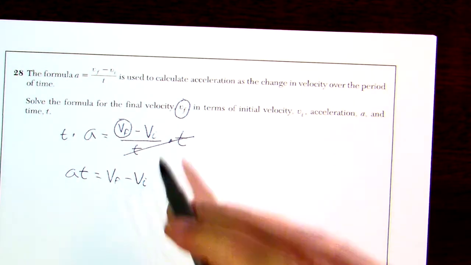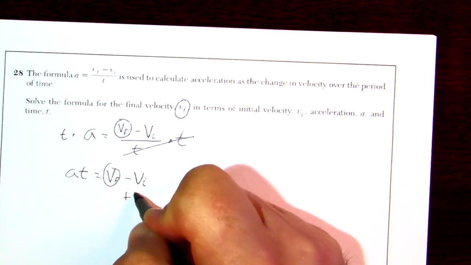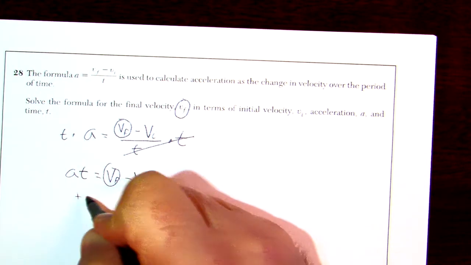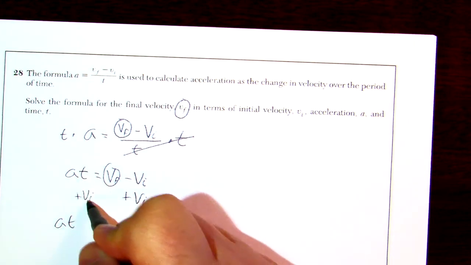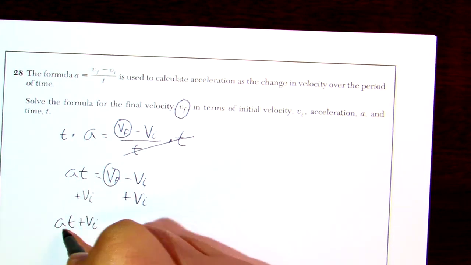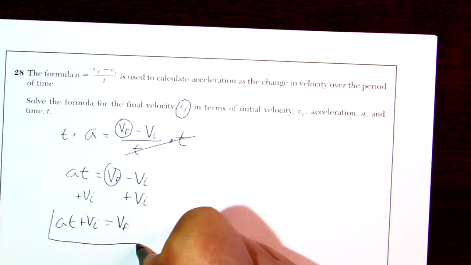So we want to get v_f by itself. So how do we get rid of the minus v_i? Add it to both sides. So you're going to be left with a times t, just rewriting, plus the v_i, can't combine anything, equals your v_f. That is your answer.